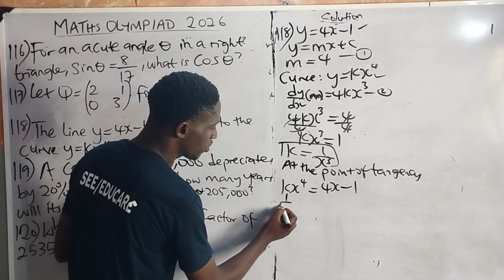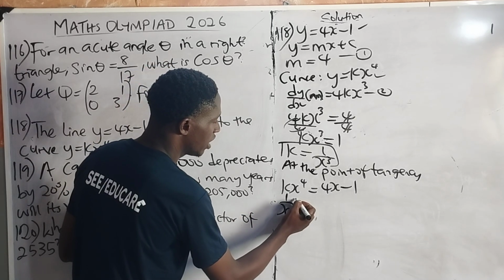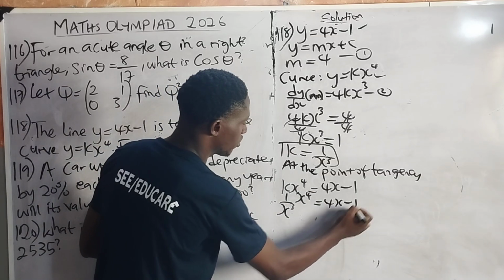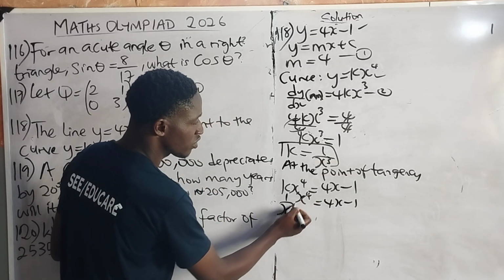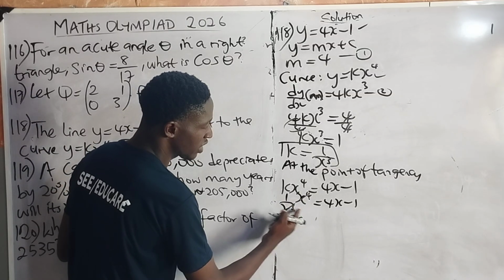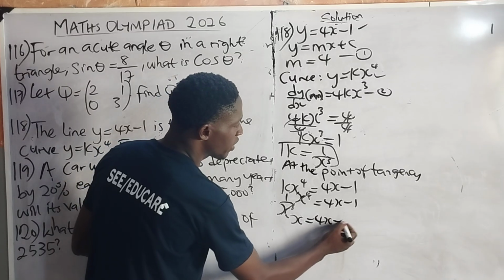So instead of k, I have 1 over s raised to the power of 3, then times s raised to the power of 4 is equal to 4s minus 1. s raised to the power of 3 will cancel s raised to the power. We are left with s, because this is the law of indices, 4 minus 3 is 1, is equal to 4s minus 1.